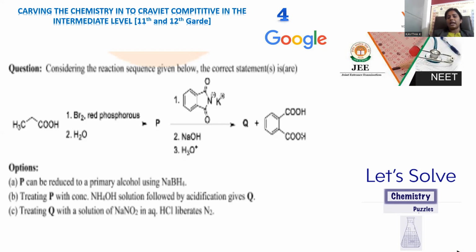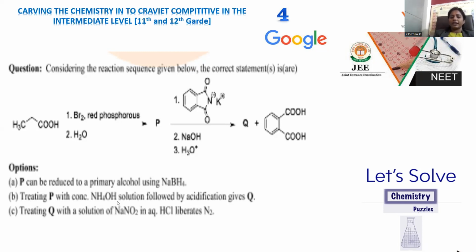One of the products is phthalic acid. What else will we get as Q? That is to be identified. P and Q are to be determined. If you write the reaction series, we can identify what is P and what is Q. From this data, we have to answer: P can be reduced to primary alcohol using sodium borohydride. Sodium borohydride is the reducing agent. Whatever P compound is there, if treated with sodium borohydride, you will get primary alcohol. Yes or no, we don't know. We have to check it out.